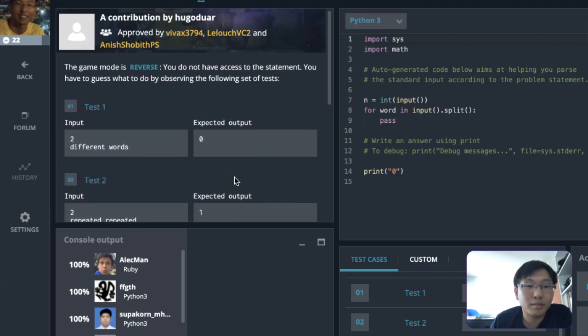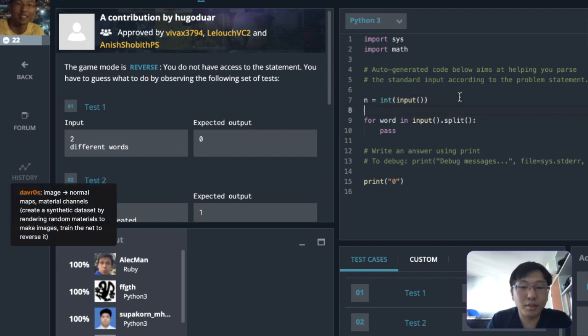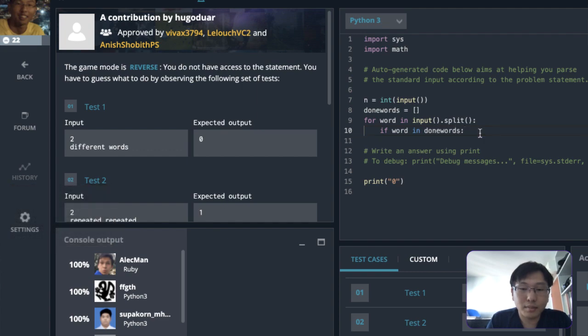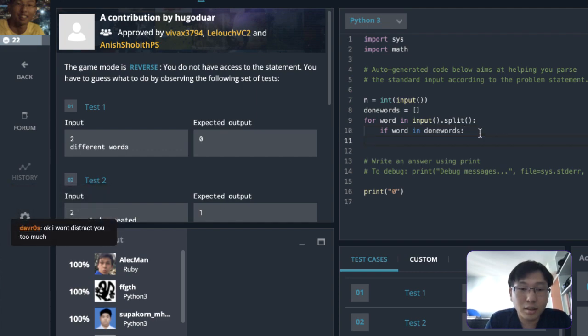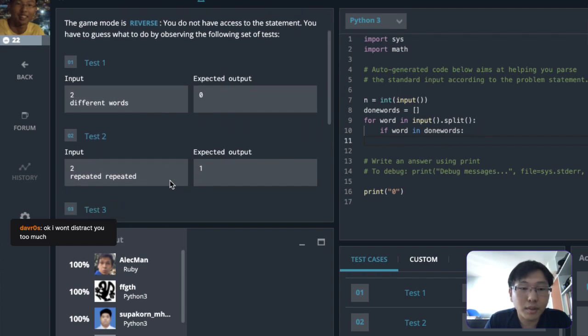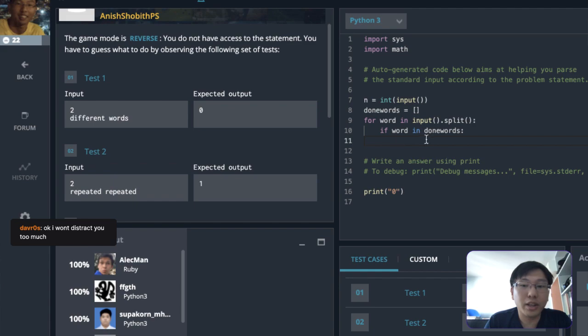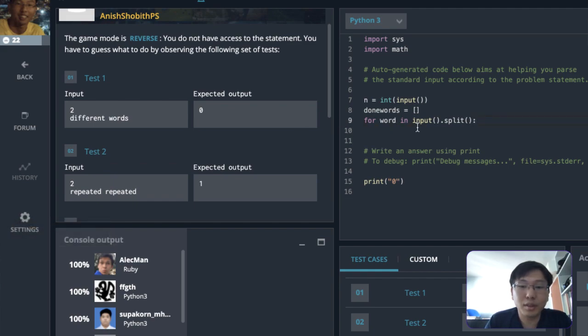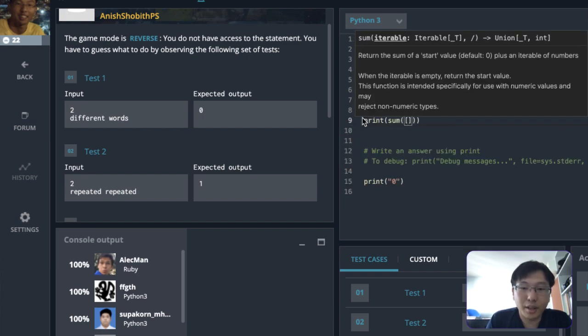So yeah, I guess I will just keep a list of done words. We have a list here. So for word, if word in done words, then... okay, I know how to do this already. So maybe we have z equals input dot split. We just need to count the number of times. Print the sum of this array here.